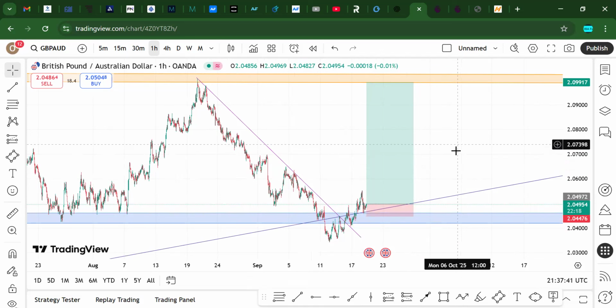GBPAUD is going to be rallying upwards, and it's going to be doing so for a very, very long time.